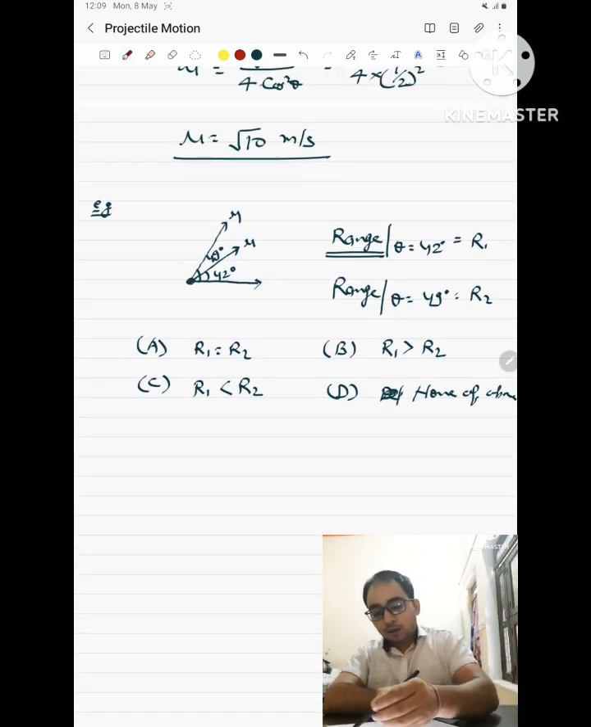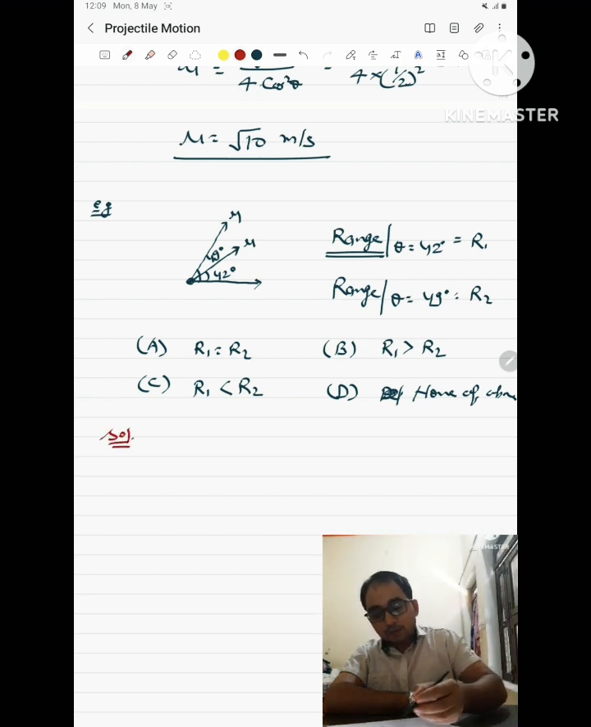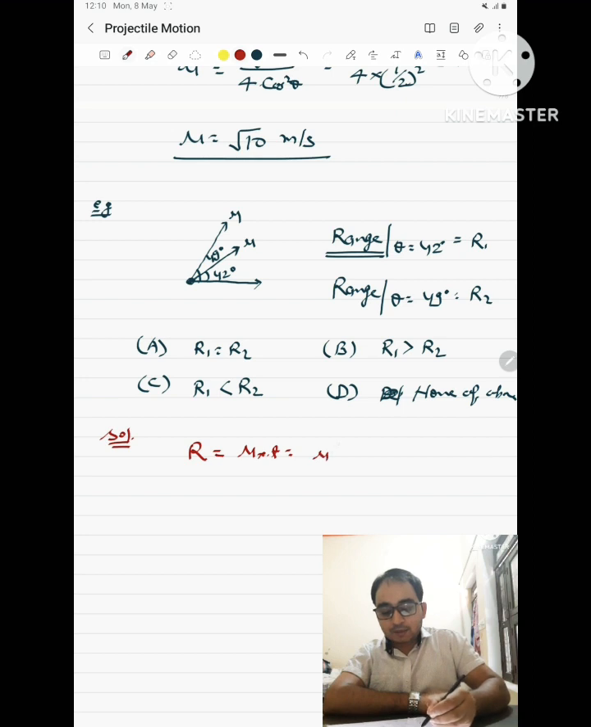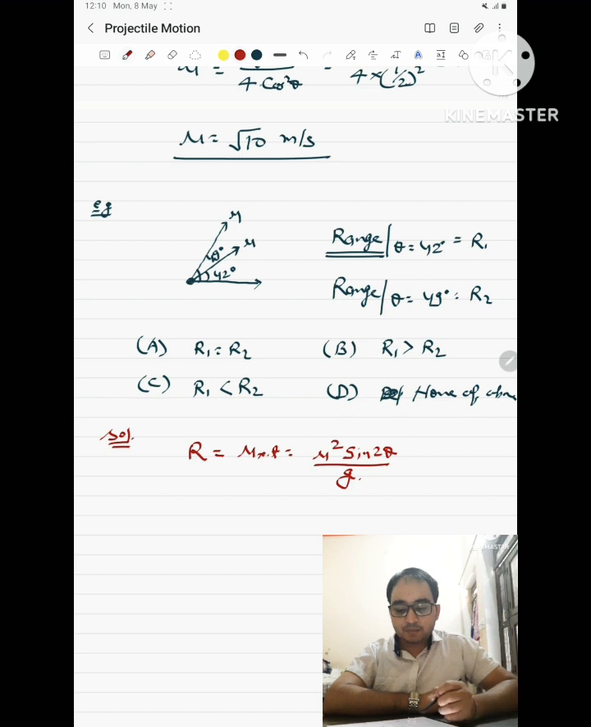So how to solve this type of question? We know the range R is given by ux into t, that is u square sine 2 theta upon g. So the range depends upon u and theta both.